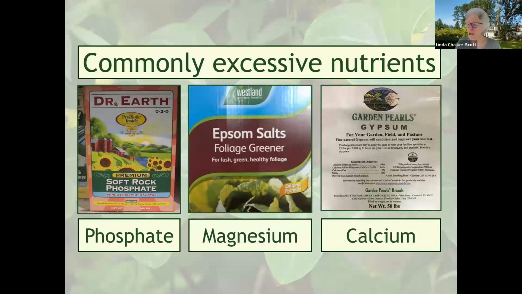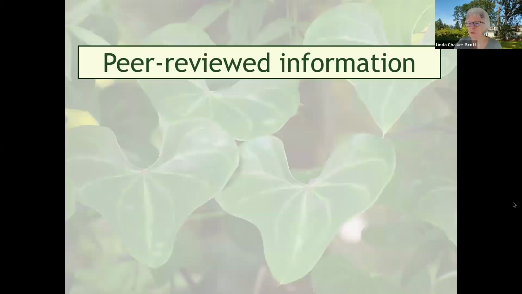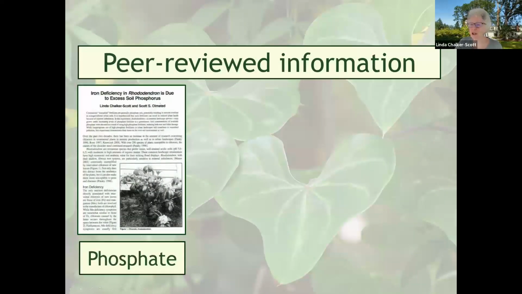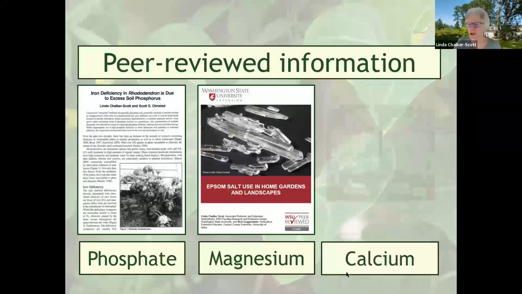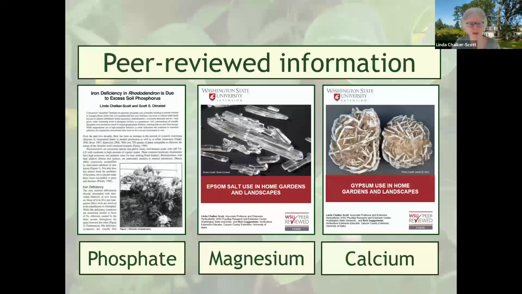So phosphate, magnesium, and calcium will oftentimes be at optimal or excessive levels when you get your soil test back. I'm not going to go into details about what the problems can be, but I do want to mention that I have fact sheets and other publications that deal with each one of these nutrients to help you understand what the problem is, what causes it, how to get rid of it. These are linked to my sites at the end of the notes, which is one of the reasons I really wanted to make sure you got those notes. All the websites that have all of my publications, which are free downloads, are on there.